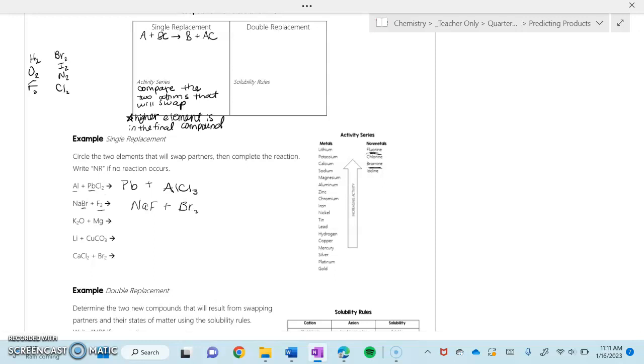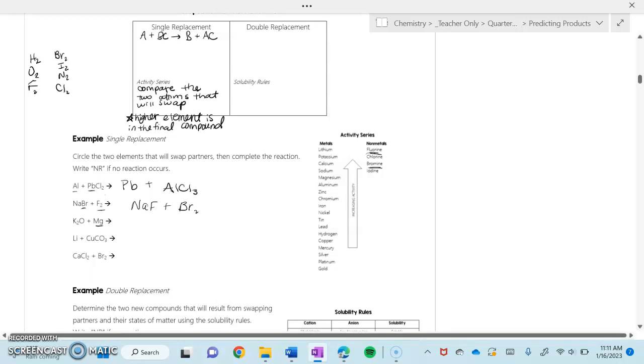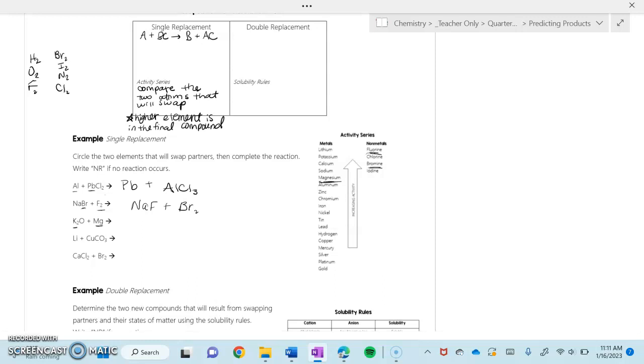Okay, next one, we've got magnesium is the element, so that's over here. It means we need to compare it to the metal, potassium. So whichever one is higher will be in the compound. That would be potassium. However, it is already in that compound, so this would actually be no reaction, and you don't have to make any swap because potassium is already in the compound. Done.